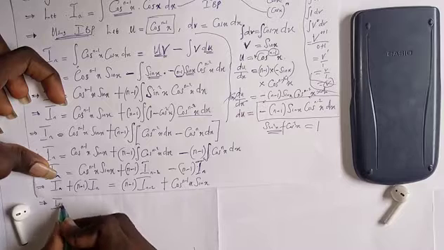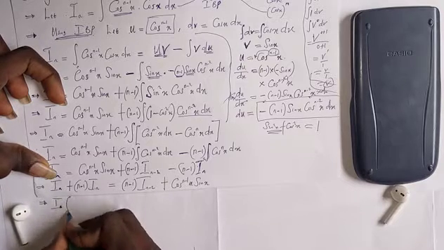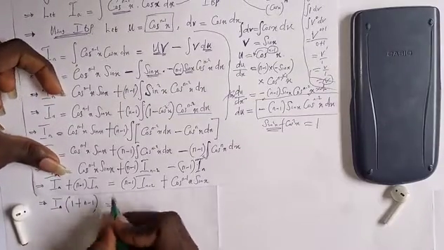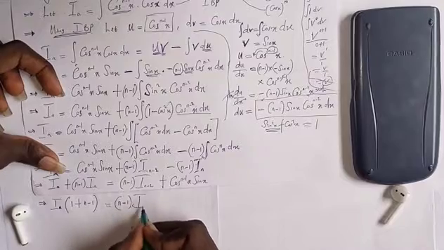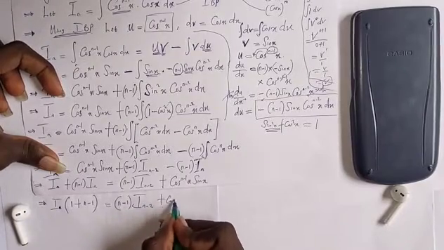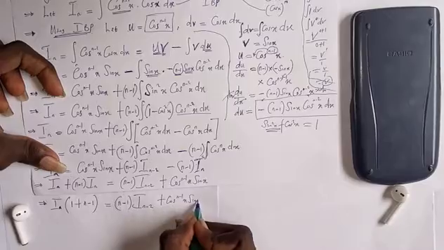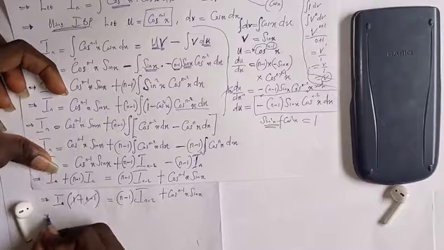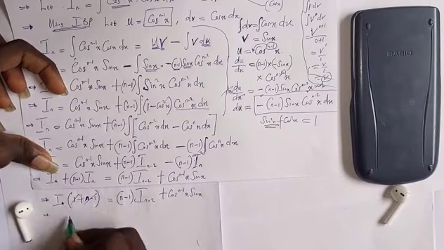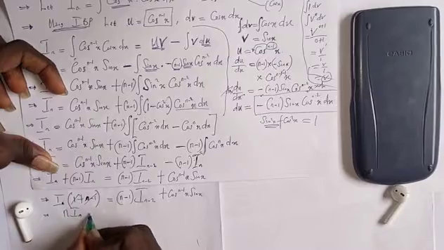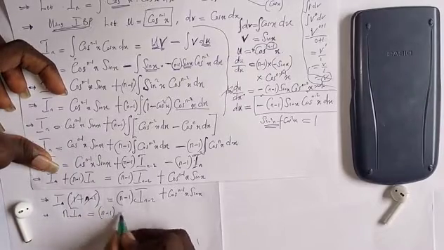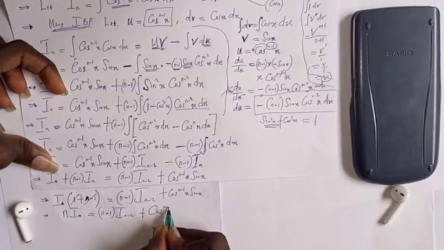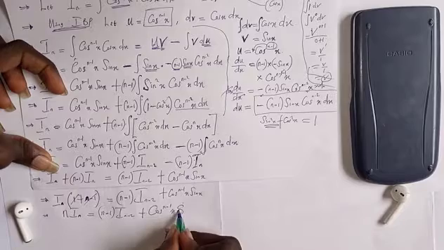Then we have In is common on the left hand side. So In cancel In, I have 1 plus n minus 1 left, right? Then leaving us with n minus 1 of In minus 2 plus cos of n minus 1 of x sine x. So 1 cancel minus 1. All I have left here is just n. So when this n multiply this In, I have n In equals n minus 1 of In minus 2 plus cos of n minus 1 of x sine x.